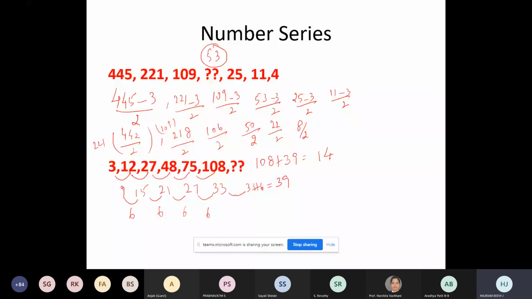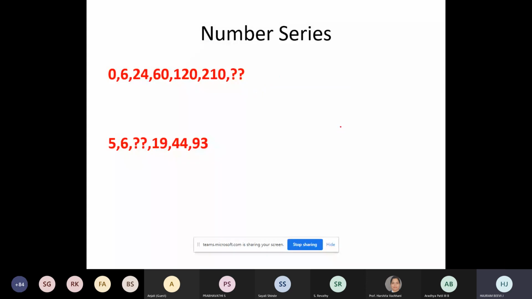Then the next term: 0, 6, 24, 60, 120, 210. So what will be the next term in the series? Here also we are trying to find the difference: 6, 18, 36, 60, then 90. So we don't get the same value in this level.